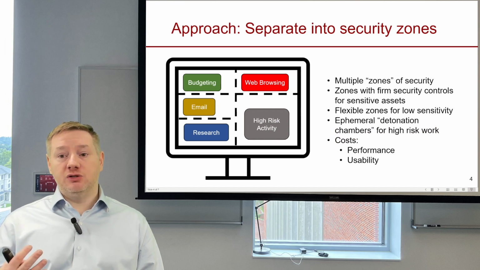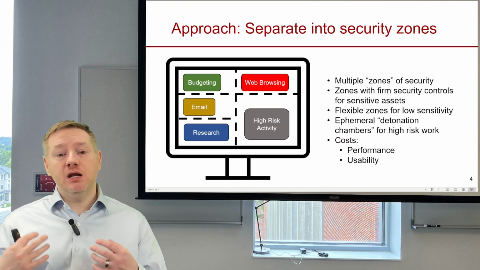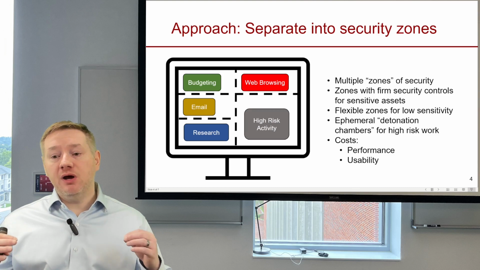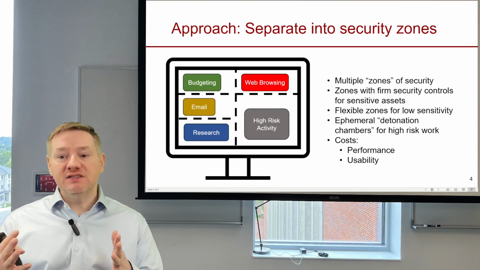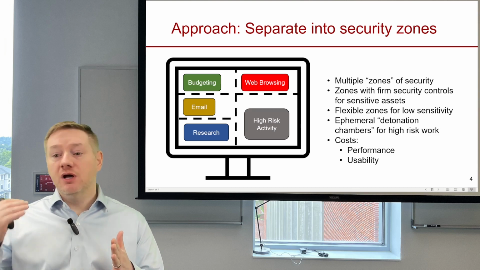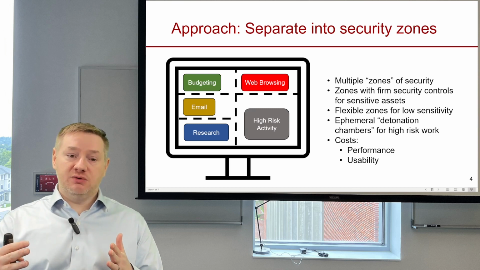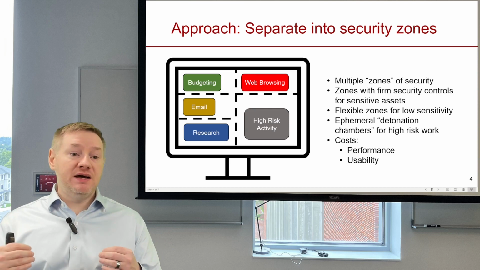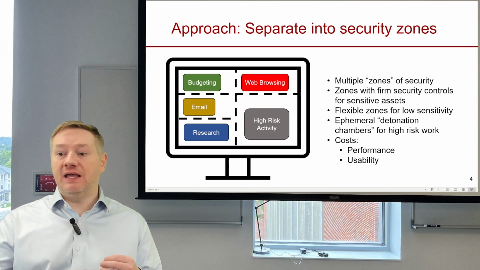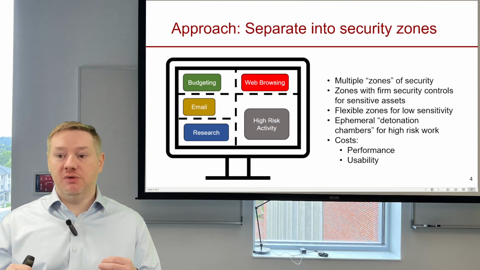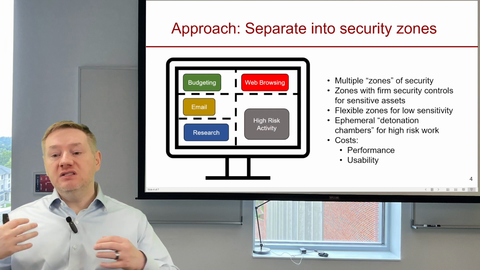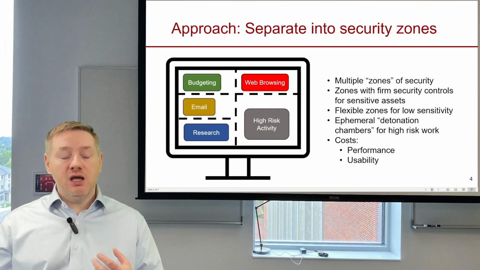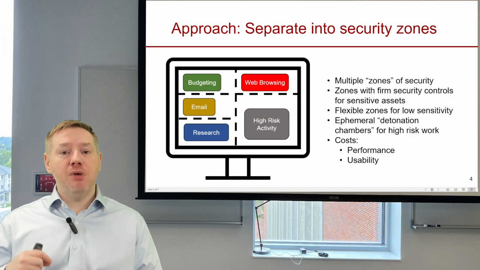What we want to do is take an endpoint device and separate it out, basically putting little fences between each of the things that we do, so that if I engage in a high-risk activity and it's malicious, that's not a problem because it can't affect my research data or my budgeting information. And these different zones of security can also have varying degrees of policy.